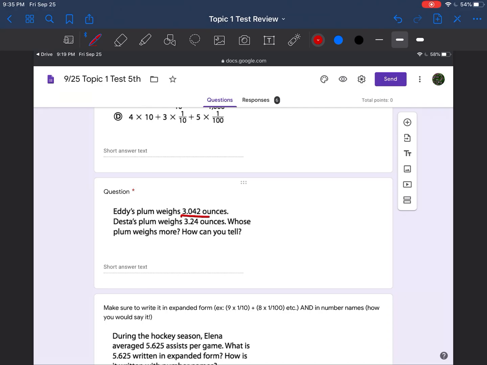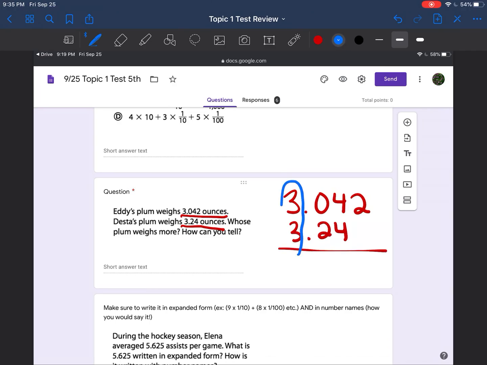Eddie's plum weighs 3.42 ounces. Dessa's plum weighs 3.24 hundredths ounces. Remember, just because it has more decimal places does not mean it's greater. So I am going to stack them up and compare. The ones place, they're the same.